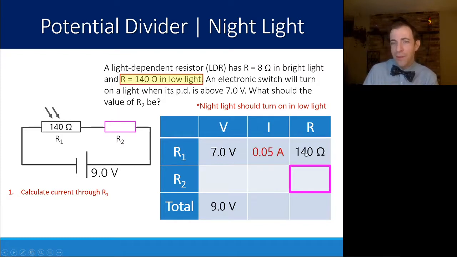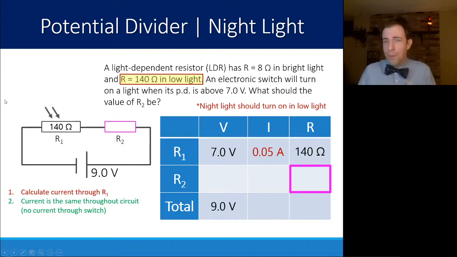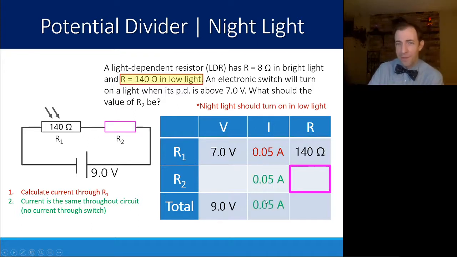7 divided by 140 is 0.05 amps. Next, the current is the same throughout the circuit. There is no branch here. It's just two resistors in series with each other. So this 0.05 is the same for R2. It's also the same coming out of the battery. There is no separate branch or a junction here.